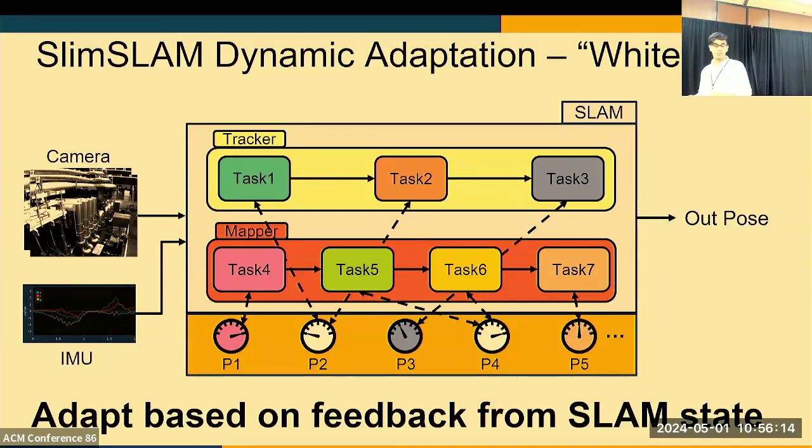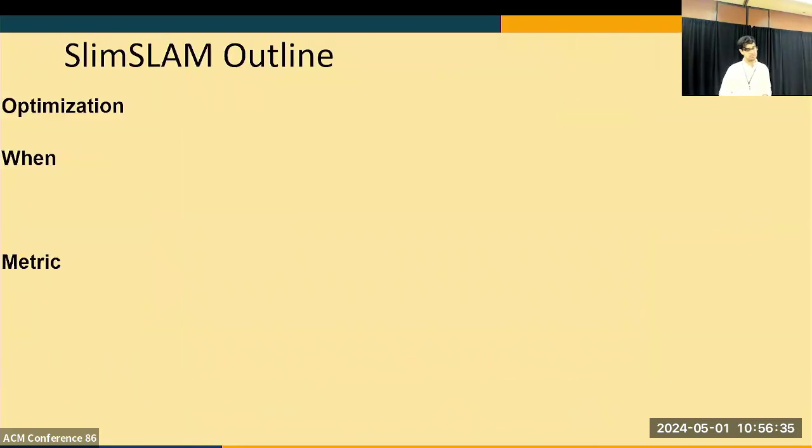So what we have is a bit of a feedback loop. We change the parameters, which affect SLAM, and then SLAM does its computation, generates some state, and tells the decision making whether we were too conservative or too aggressive. This is all very high level and abstract, so let's look at a very concrete example.